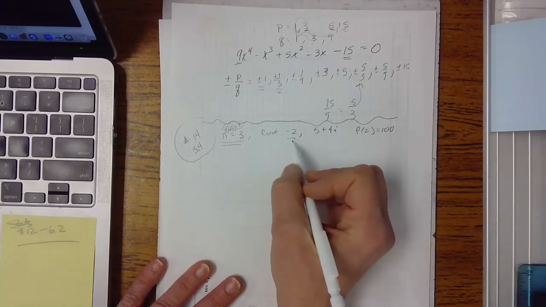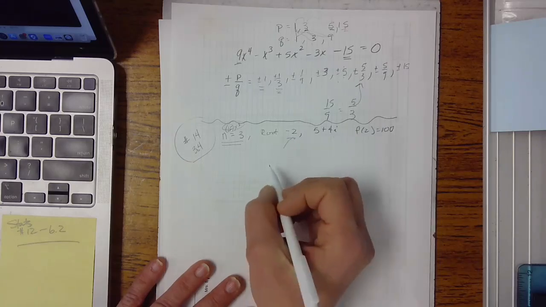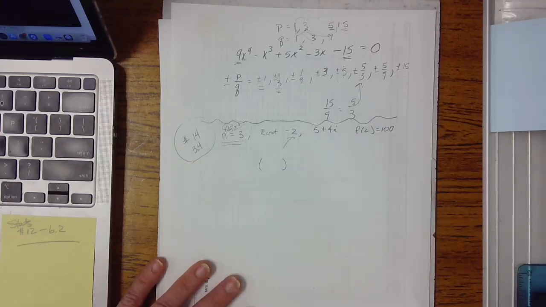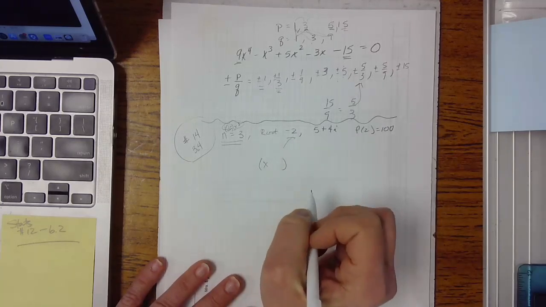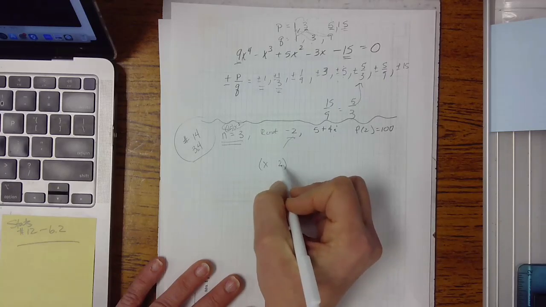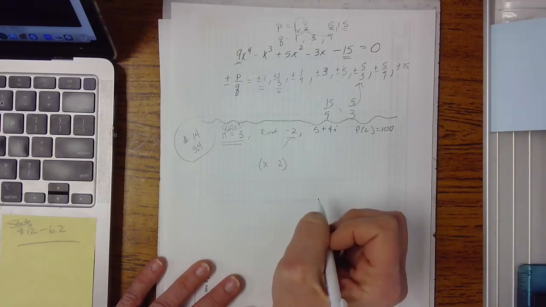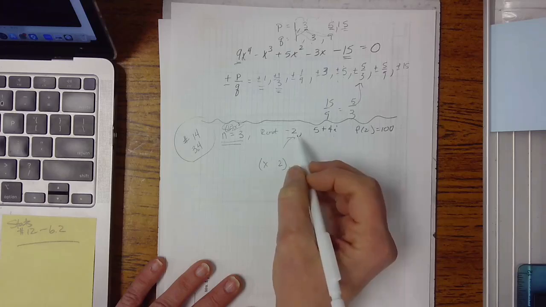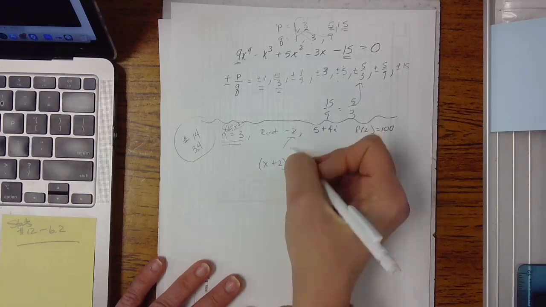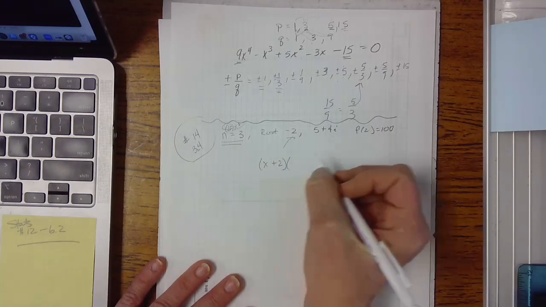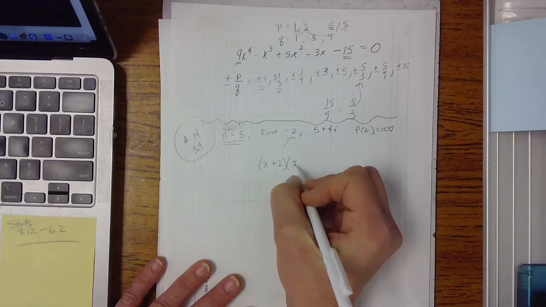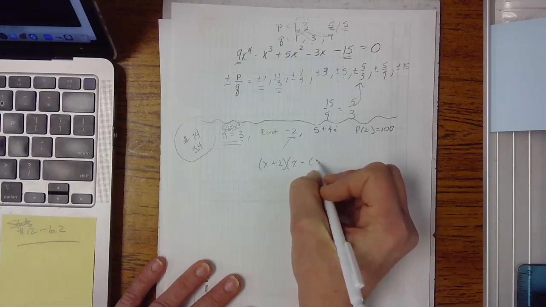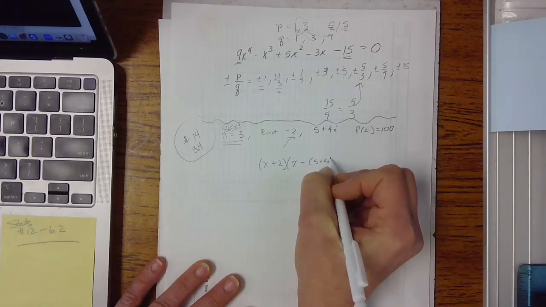Now keep in mind, if I have a root that's going to be -2, my factored form for that would have to be x and then 2 plus or minus. What do you think, Kirsten? It's going to be plus because it's always going to look like the opposite. Very good. Now if I have another root, I'm going to have x minus 5 plus 4i.